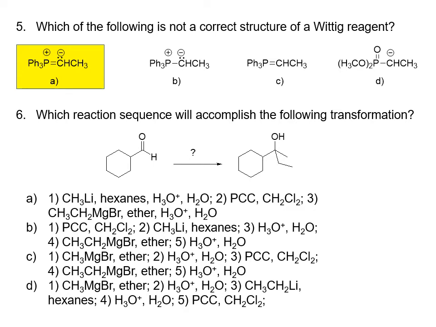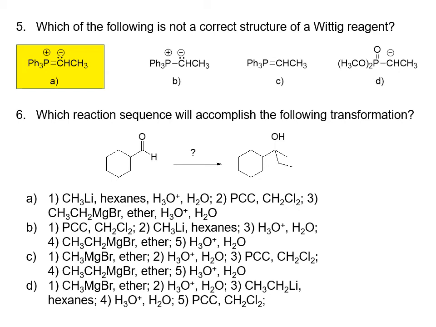B, we have PCC oxidation. Aldehydes are prepared in PCC, pyridinium chlorochromate oxidation of alcohols, primary alcohols. So this is step to prepare an aldehyde, but starting material is already an aldehyde, so obviously this is not an answer. Answer C, we have methyl magnesium bromide reagent, followed by acidic workup.